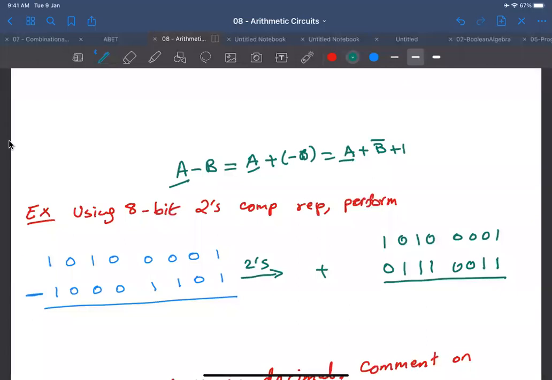Okay, so it's 0 with a carry 1, and then 0 with a carry 1, then 1, then 0, then 1, then 0 with a carry of 1, and 0 with a carry of 1, and finally we have a 0 with a carry of 1. Okay, that is discarded. So the result is going to be this one here.